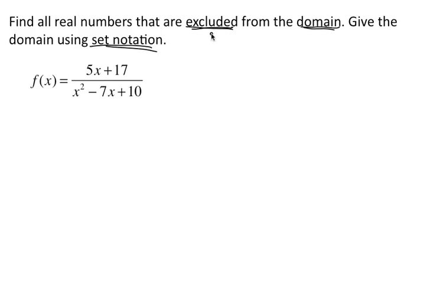So when you're asked for the numbers that are excluded from the domain, they're talking about this part right here. We really don't care about the numerator, just the denominator. So what we need to do with this is factor it out. We can use any of the techniques you've used in the past. I'm going to use the X puzzle, and the reason I'm using the X puzzle is because the coefficient for the variable that's being squared is 1. So I put the -7, the middle term, at the top, and 10 at the bottom.